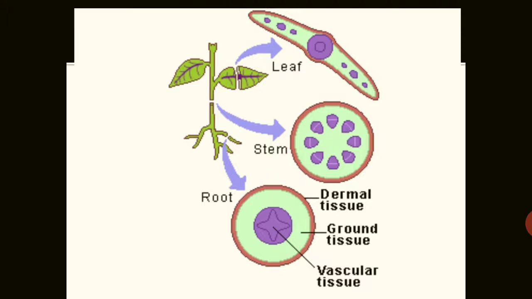Similarly, in the case of the stem, the brown surface area around this circle is the epidermal, or dermal, tissue system. The center green color is the ground tissue, and in the center the purple tissues are the vascular tissue system. So this is the basic arrangement of these three types of tissue system in leaf, stem and root.